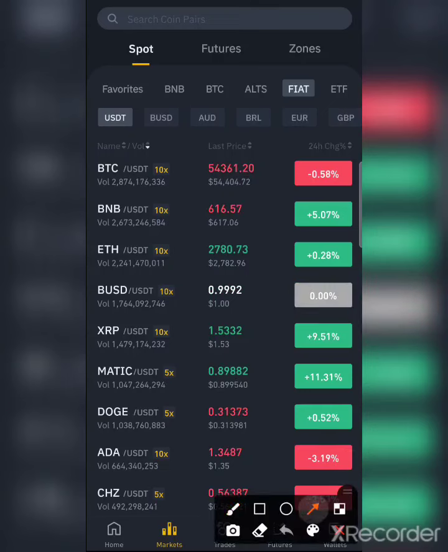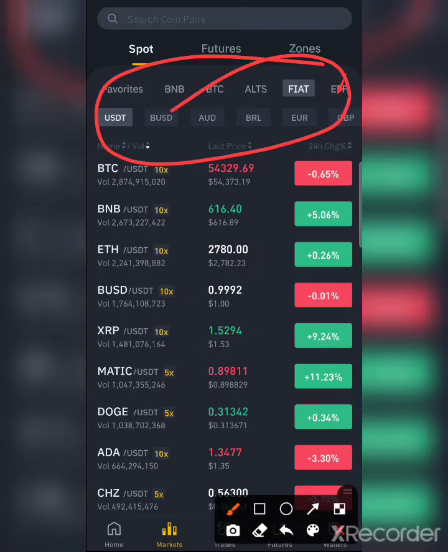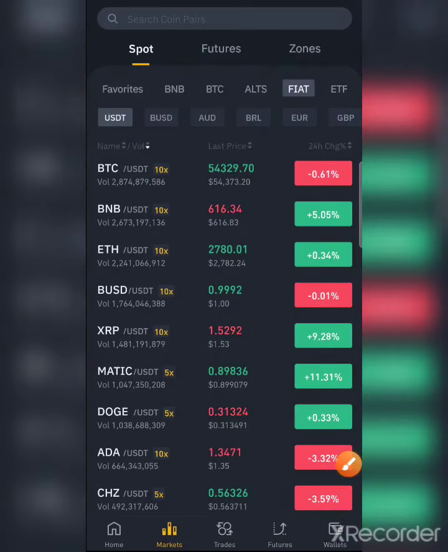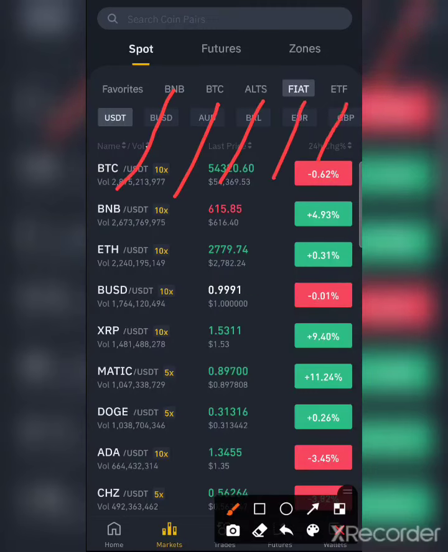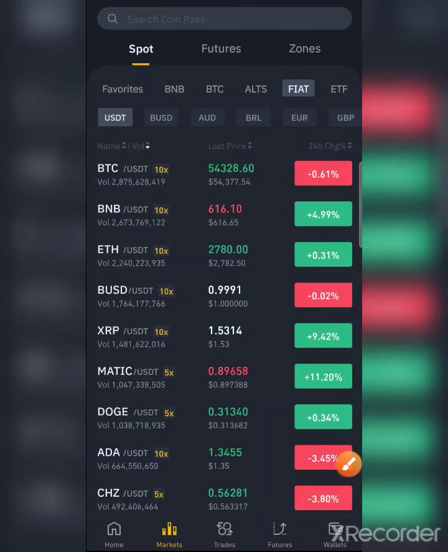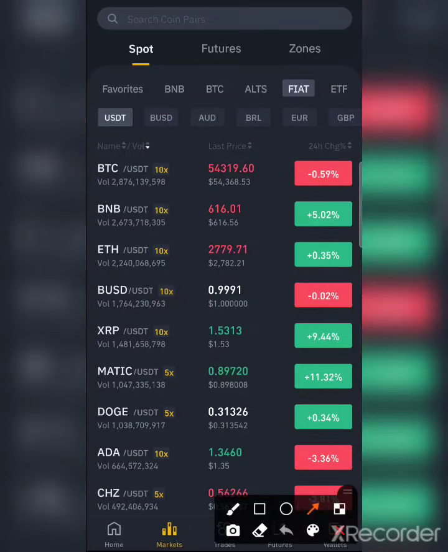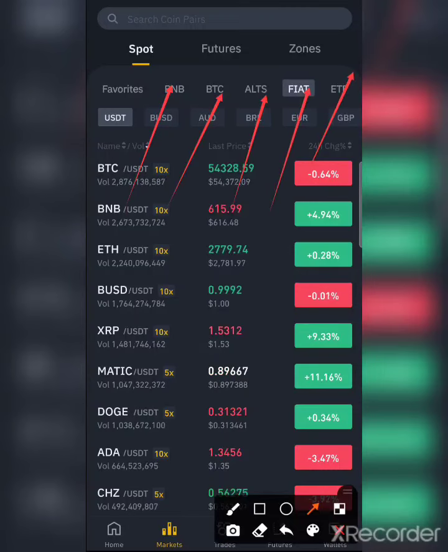Let me just point out some certain things again. All these figures you guys are seeing here, there is a reason why they are here. All these figures, let me just circle them so you see very well, mean a lot. The ones you are seeing here are the major coins you can use to trade others. You can use them to buy other coins on the Binance trading platform. You get? So you can see BNB, BTC, altcoins, fiat, and ETF.